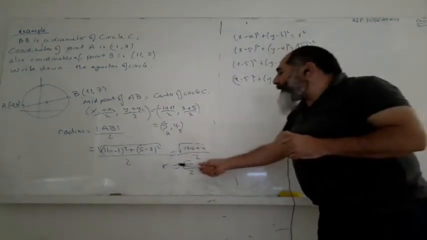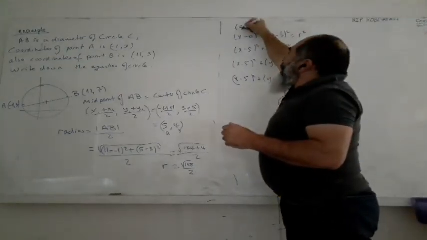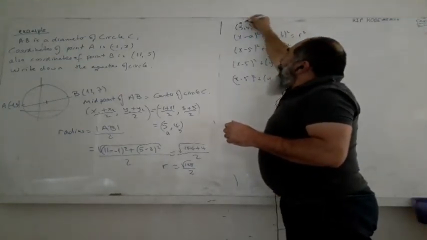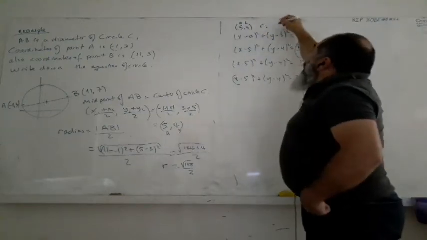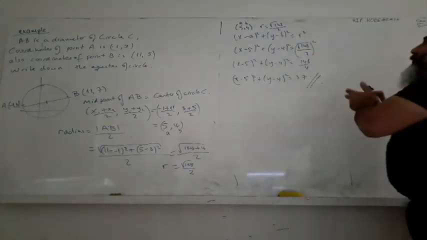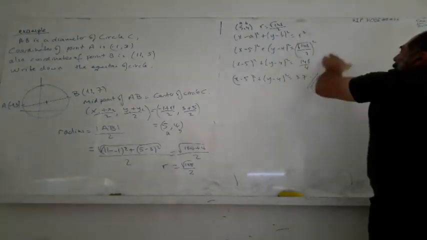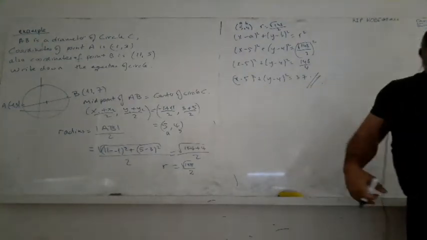Here the center is (5, 4). So a is 5, b is 4, and radius is root 148 over 2. And there I substitute the values of a, b, and r, simplify the equation, and get the right answer. And let's carry on with the second example.